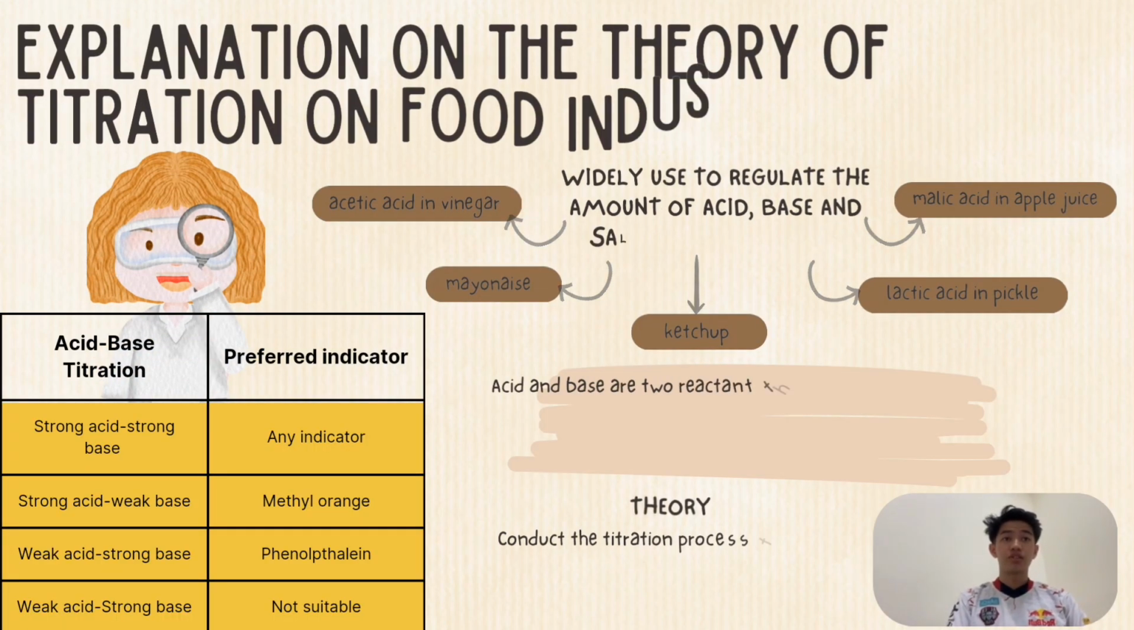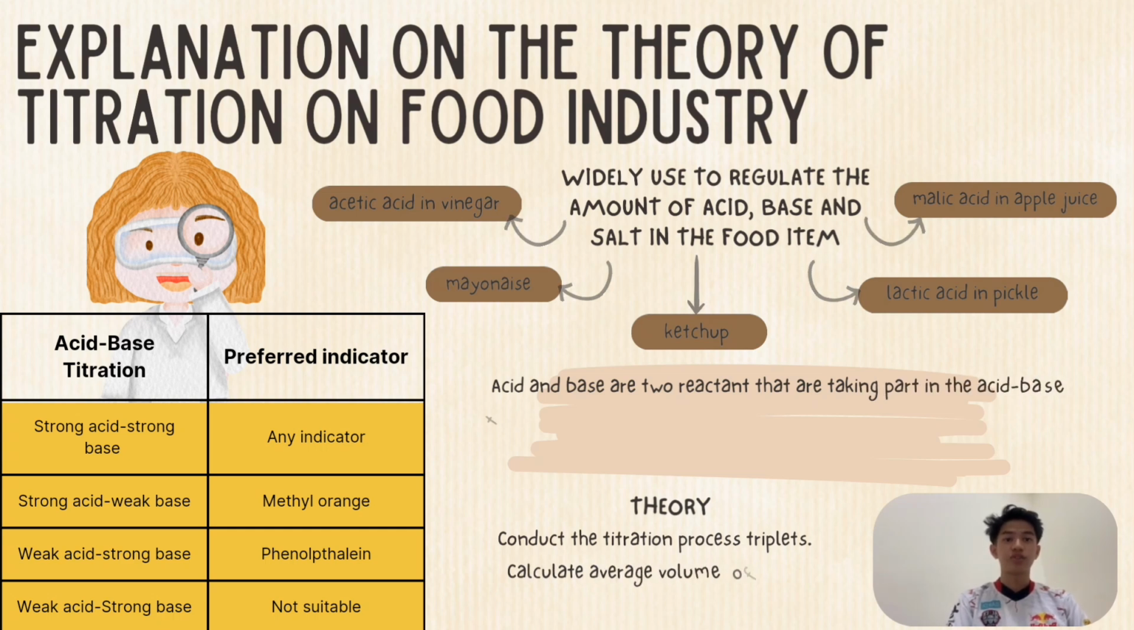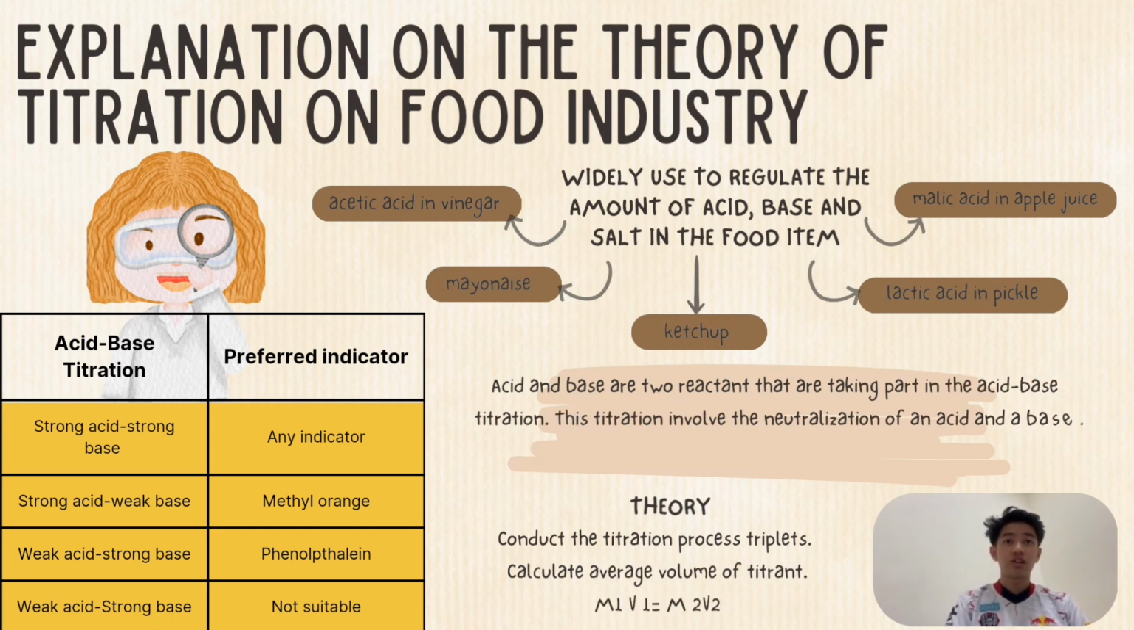Explanation on the theory of titration in the food industry. Firstly, titrations are widely used to regulate the amount of acid, base, and salt in food items. Examples of food products determined by titration are acetic acid in vinegar, mayonnaise, ketchup, lactic acid in pickles, and malic acid in apple juice.